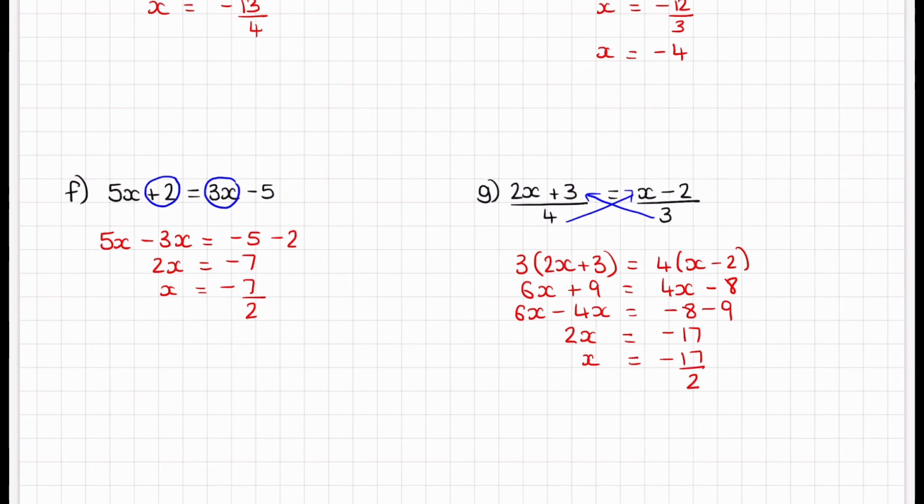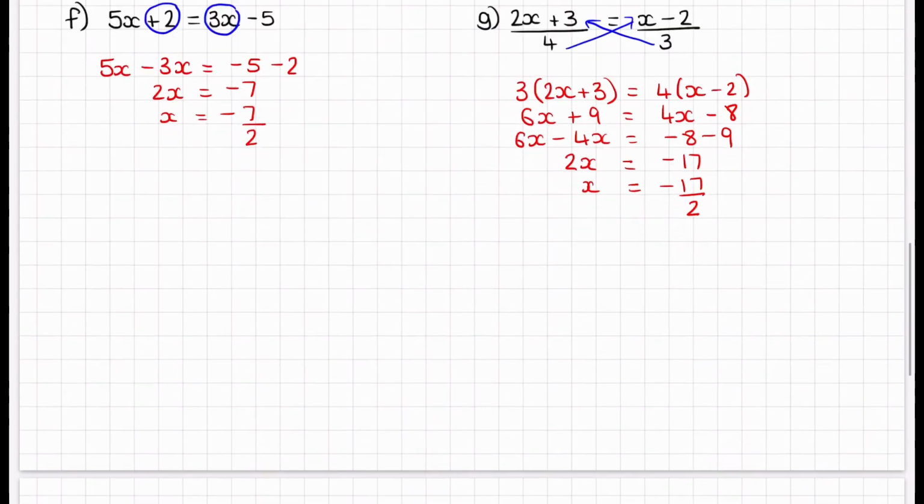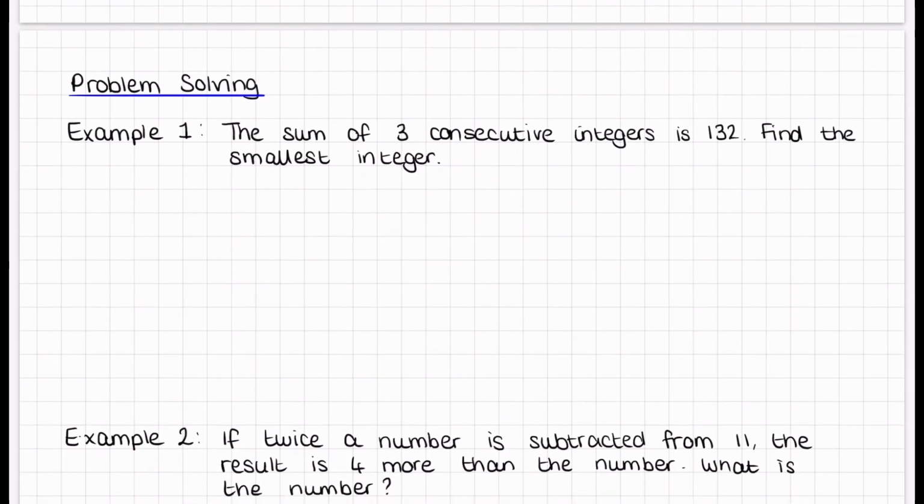Now, just some problem-solving questions you can encounter with linear equations. So the first one, the sum of 3 consecutive integers is 132. Find the smallest integer. When we're looking at questions like this, we always need to remember to try and define our variables. So we're going to say let x be the smallest integer, because that's what we're trying to find. Now let's write an equation.